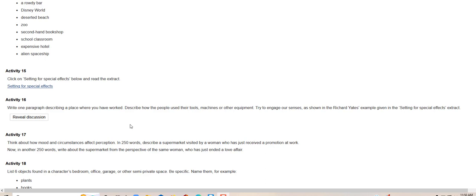Or I could describe the classroom where I used to work. My French professor had a beautiful French classroom filled with French posters. And when she would cook French foods and bring in French foods from her home, you could smell the quiche Lorraine in the air. It was because of her, my French professor, that I decided to major in French when I was in college. So here you can write a paragraph describing a place where you have worked, describing the people, the machines.